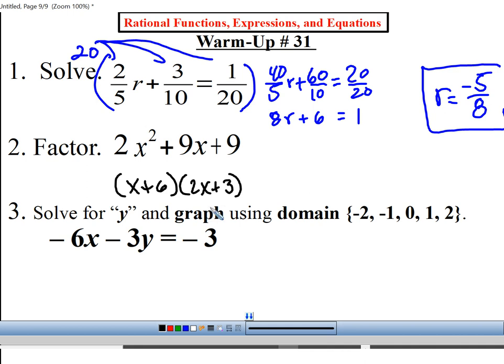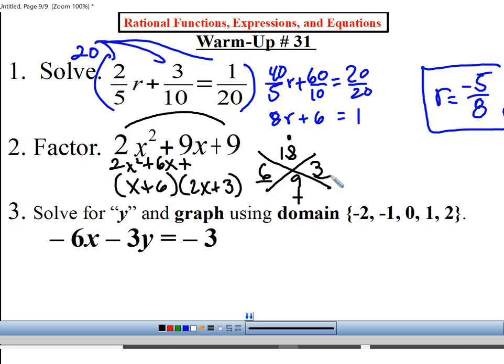Hold on, am I making a mistake? Let me double check. 18, 9, factors of 18 that add to 9: 6 and 3. Therefore 2x squared plus 6x plus 3x and then 9, group. GCF here is 2x, we're left with x plus 3. GCF here is 3, we're left with x plus 3. So the factors should be x plus 3 and 2x plus 3. Hands if you got that?